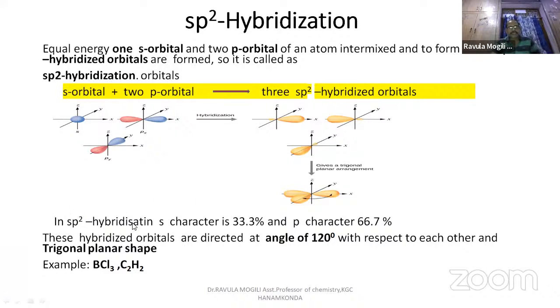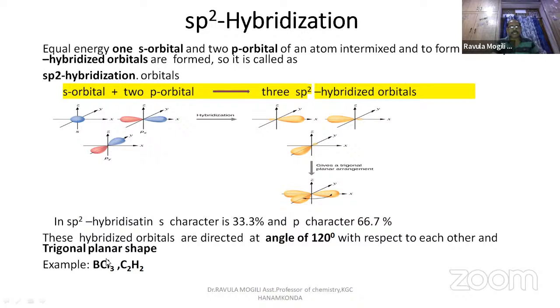In sp2 hybridization, what is the s character here? 33.3%, and the p character is 66.7%. These hybridized orbitals are directed at an angle of 120 degrees with respect to each other, with a trigonal planar shape. So this is regarding sp2 hybridization.